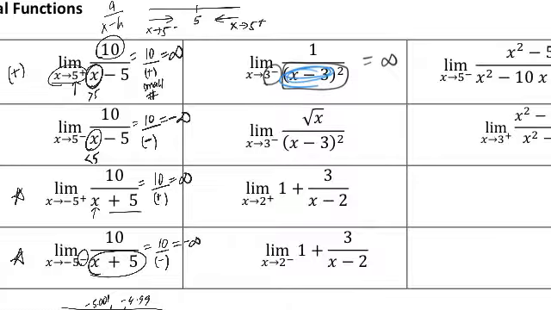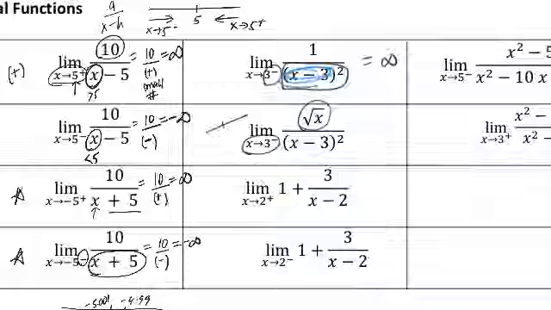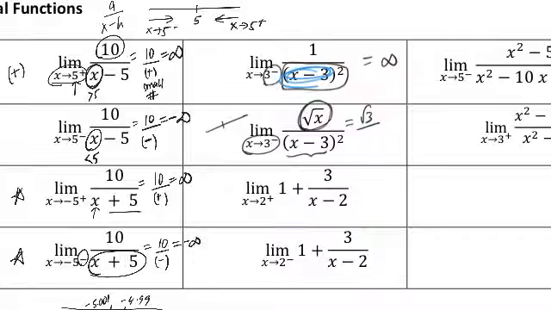This one here, don't be confused by the rad x on top. x is approaching 3 from the left side, so rad x is approaching rad 3. The bottom is getting smaller and smaller. x minus 3 would be negative, but then you square it, so it becomes positive. So this is going to go to infinity.